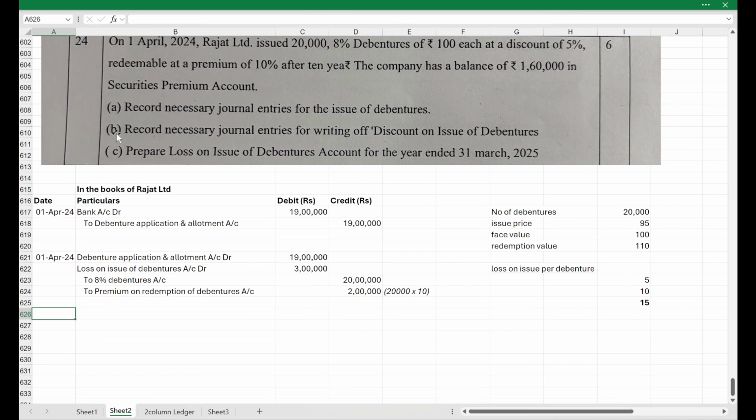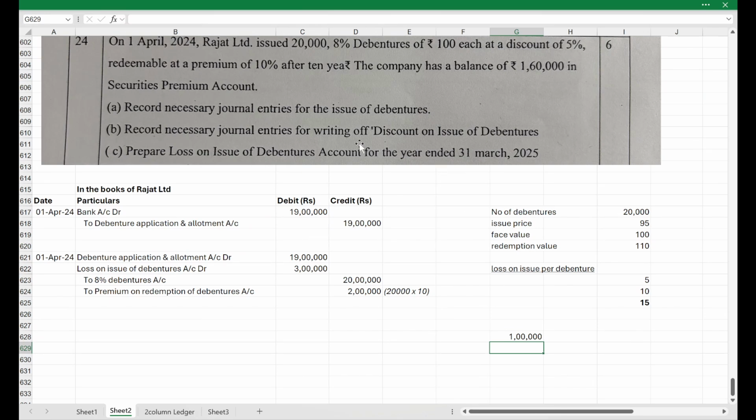Okay, let's go to the second requirement. Record necessary journal entries for writing off discount on issue of debentures. Now, how much is the discount on issue? See here, the total loss on issue of debentures is 3 lakhs, but how much is only belonging to the discount portion of the loss? It will be 5 into 20,000, it is 1 lakh.